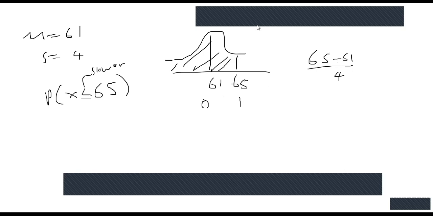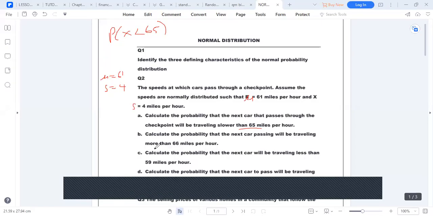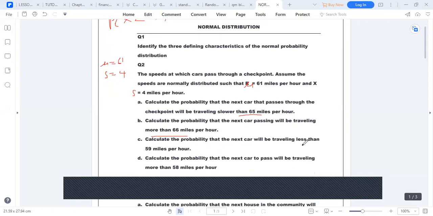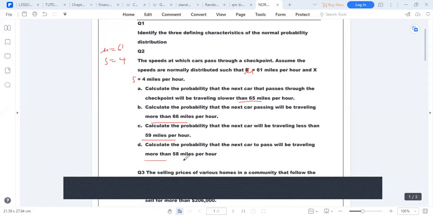I'm not going to answer the questions, that will be your homework. So, just a concept. What's the probability that it will be more than 66 miles per hour? It's greater than 65. What's the probability that it will be less than 69? Less than. More than 58 per hour? Greater than.